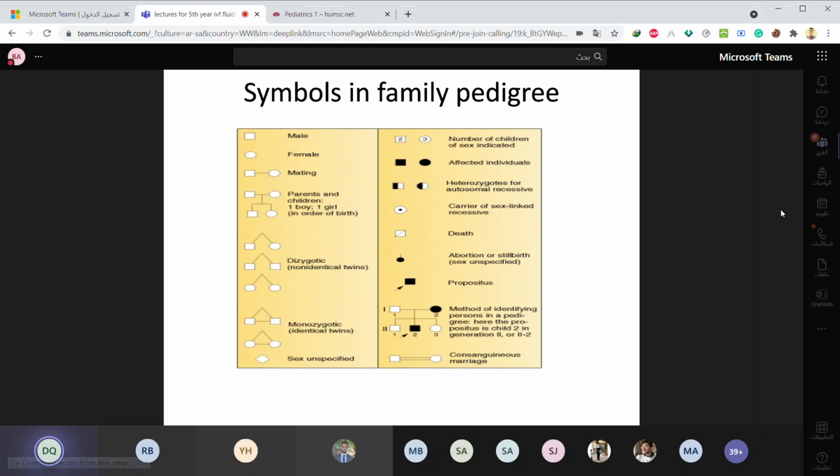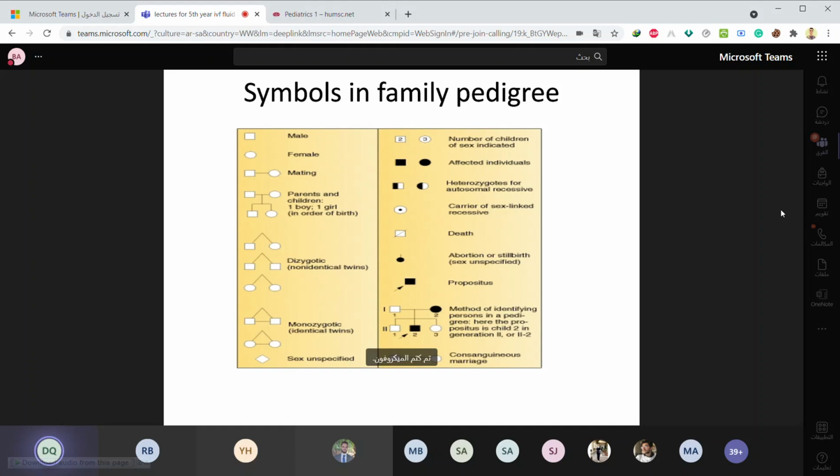Usually when we take a history for a genetic disease or chromosomal disease, we have to draw the family pedigree. A family pedigree has symbols: square for male, circle for female. The line between male and female means marriage or meeting. Parents, one line, and siblings, one boy, one girl.